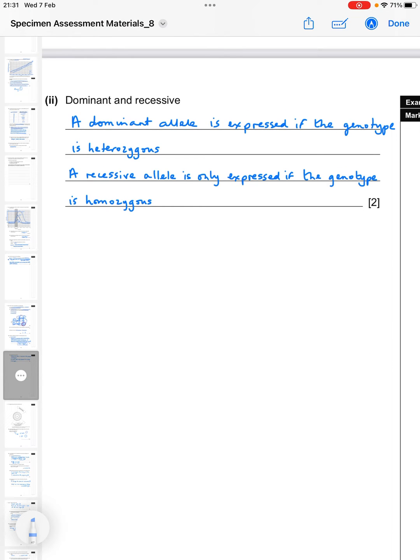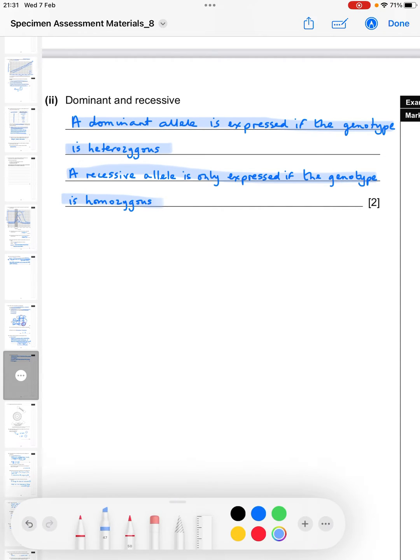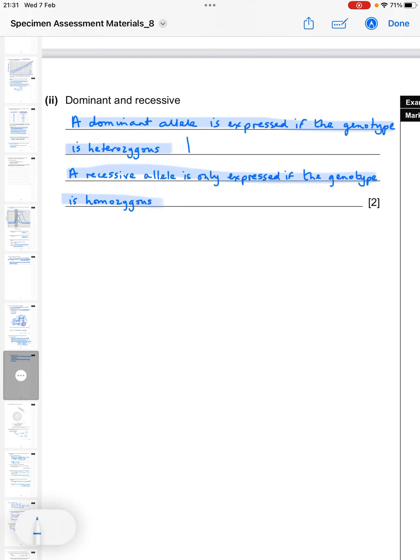Next we have dominant and recessive. So the best way to describe dominant is to say a dominant allele is expressed if the genotype is heterozygous, and then a recessive allele is only expressed if the genotype is homozygous. And we're back to 1 mark there for each one. So 1 for dominant and 1 for recessive.